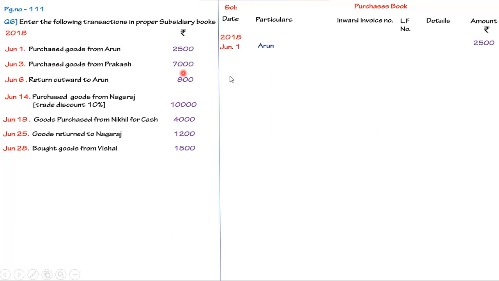Followed by the transaction on June 3, purchased goods from Prakash 7000. Again it is a transaction of purchases which will be recorded in purchases book. Here the date will be taken as June 3. In particulars we will be writing the name Prakash and in amount we will be writing the amount of purchase which is 7000 rupees.